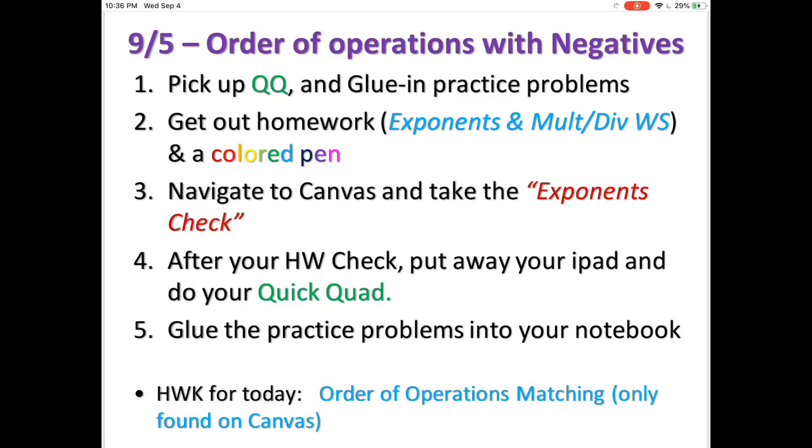Okay guys, sorry I'm not here for today's lesson. These are the instructions for today. Feel free to pause the video and read them. One of the things you need to make sure you do first is have your homework out and then take the exponents check on Canvas. Really important for today. Get those practice problems glued into your notebook. Make sure you do all that stuff.